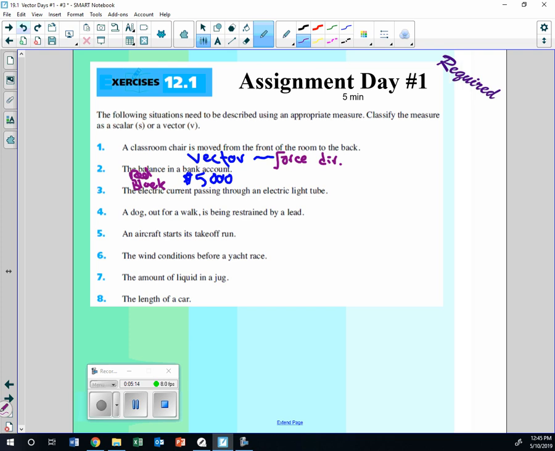This number 3 is, how many said electric current passing through an electric light bulb is a scalar? One number. How many said it's a vector? The direction matters. Okay? Everybody has to vote for one. Right now, raise your hand if you think it's a scalar. Like 3 amps, or that's a lot of amps. You don't want to touch that. How many say it's a vector? Come on. Nobody? There's one. Good for you. 2. Good.